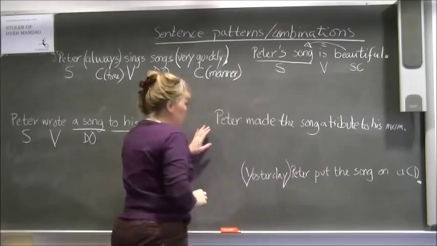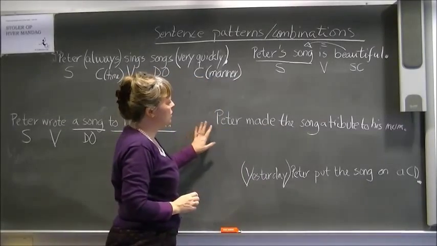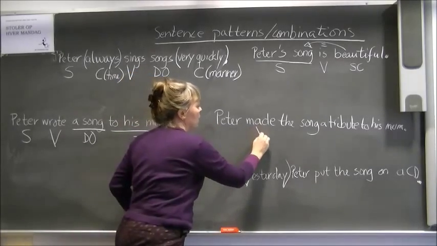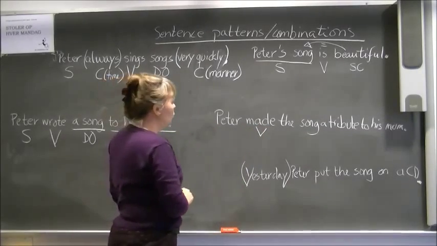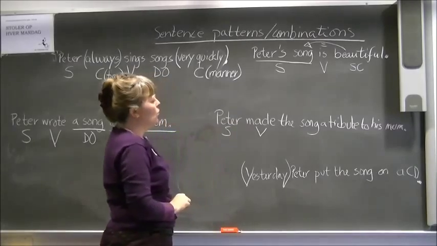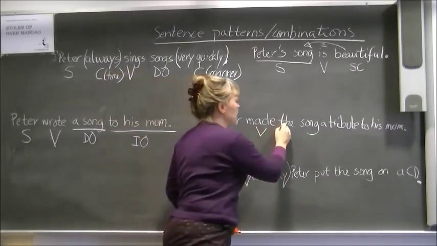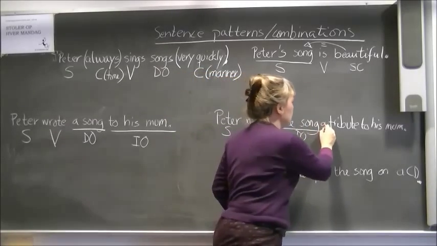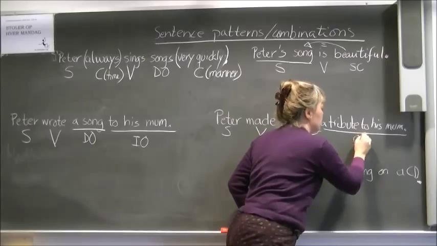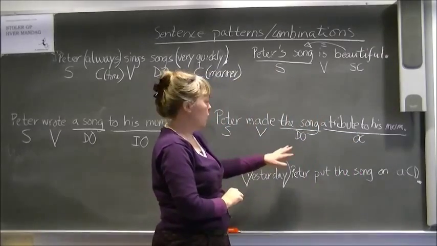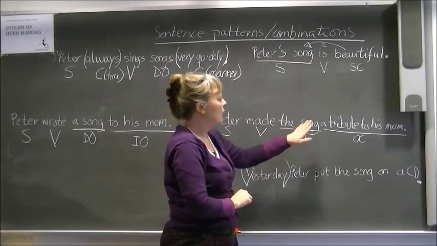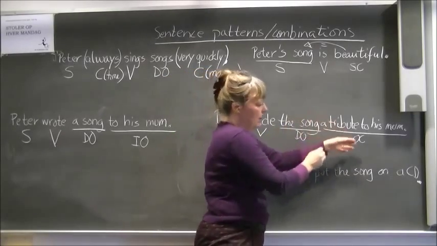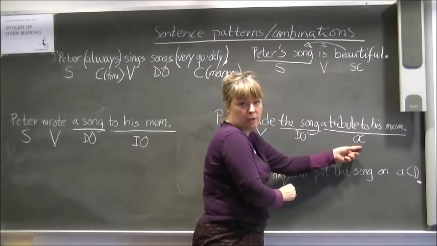And then we've got this one, which is not a very usual pattern. We have made as the verbal. Who made? Peter still made. What did he make? He made the song. And then we can ask, what did the song become? It is what we call an object complement. So this really means the song is a tribute to his mom. So something happens to the song, and the result is the object complement.